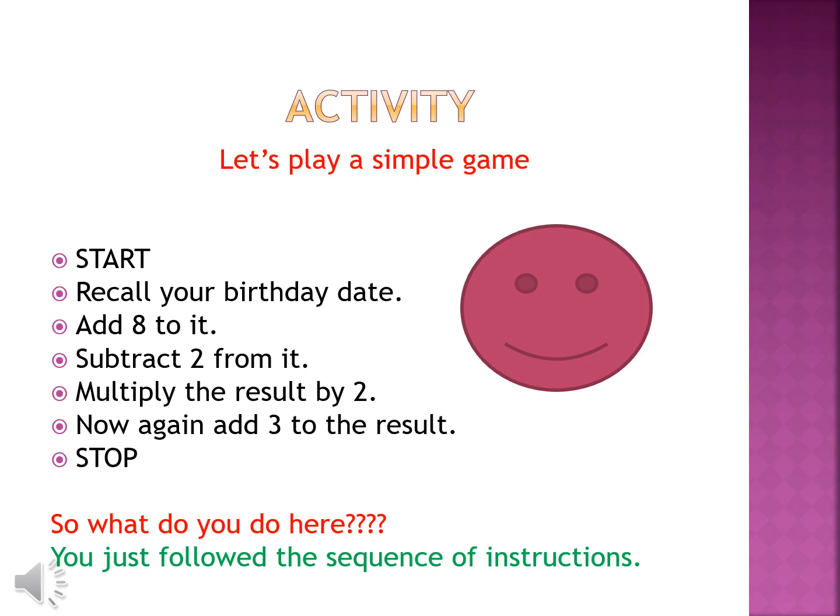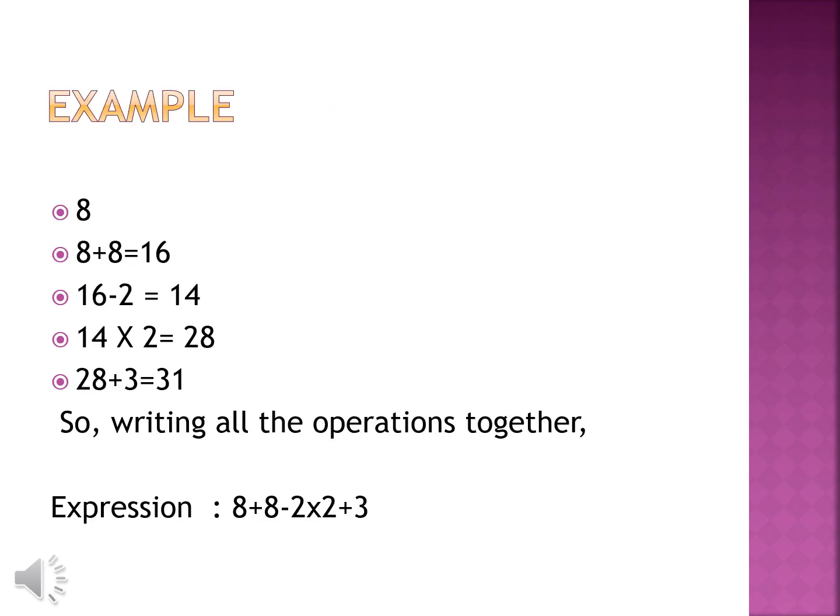Now let me recall my birthday date and let me tell you the answer that I have got. Now my birthday date is 8. I said add 8, so 8 plus 8 is 16. Then I said subtract 2, so 16 minus 2 is 14. Then I said multiply 2, so 14 multiplied by 2 is 28. Then I said add 3, so 28 plus 3 is equal to 31.